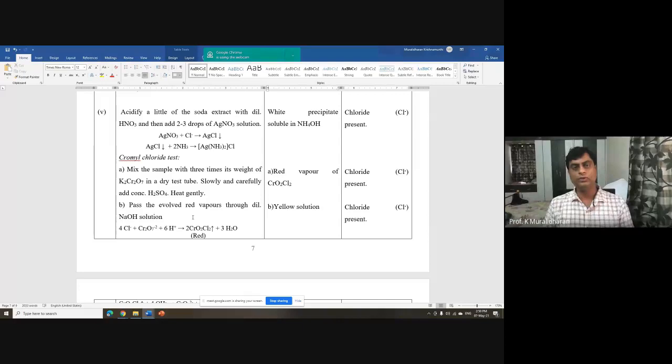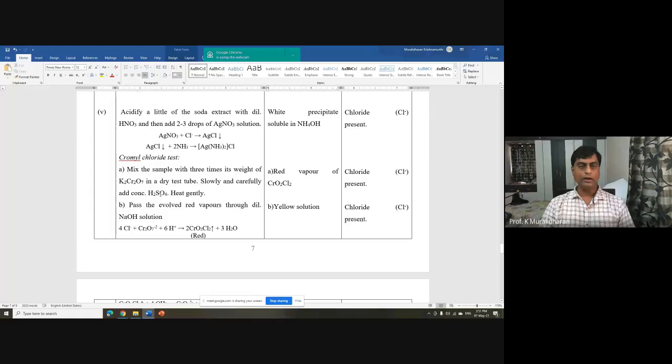So you have to be very careful and wash the test tube with tap water and then finally wash with deionized water repeatedly, so remove every possible chance of having chloride in the water. Then only this test will answer properly. Then you have to take the sample with 3 times its weight of potassium dichromate, added in a dry test tube. Remember that you are adding the chromate salt directly to the sample.